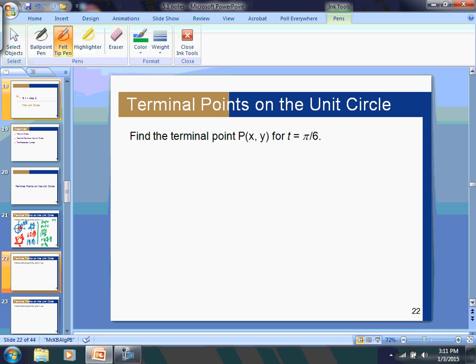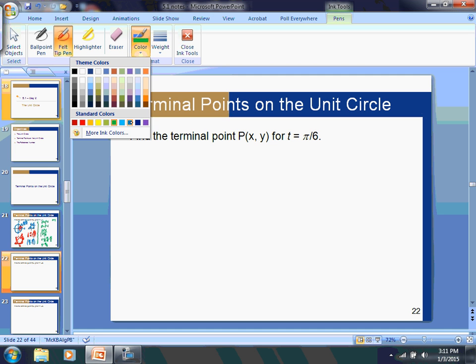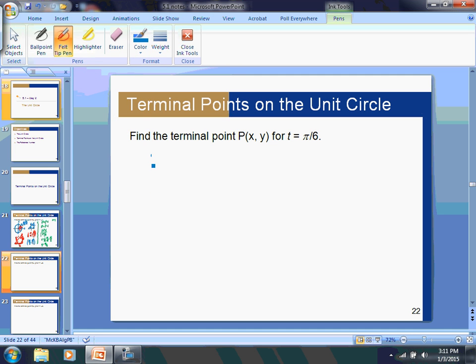Okay, so next we're going to find the terminal point for pi over 6. Now again, on our unit circle, that pi over 6 distance, remember to go from our starting point here and go halfway around, that was pi. So if this is pi over 6, that means I've cut this into 6 sections. So pi over 6 is going to be right there. That's 30 degrees.